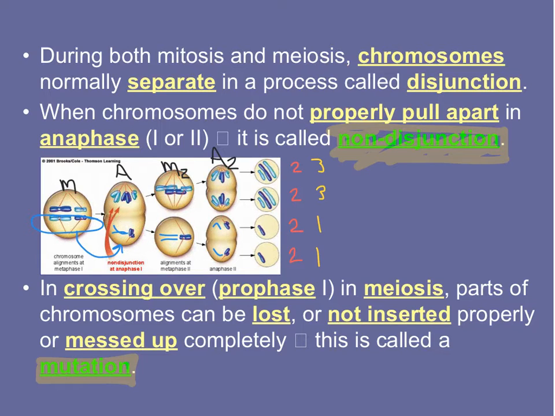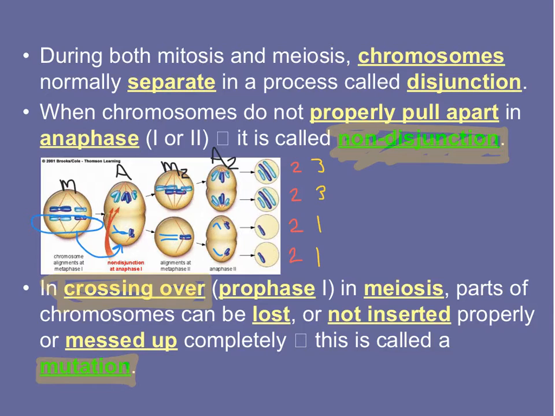The other issue that can happen during meiosis is a mutation. Now, I'm sure you've heard of a mutation before, and a mutation is basically a change in DNA. Now, there's lots of different ways that mutations can happen. This one is as a result of crossing over.